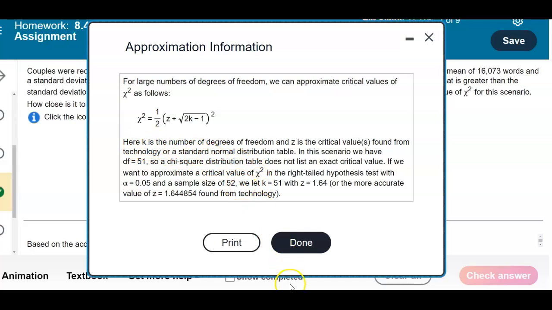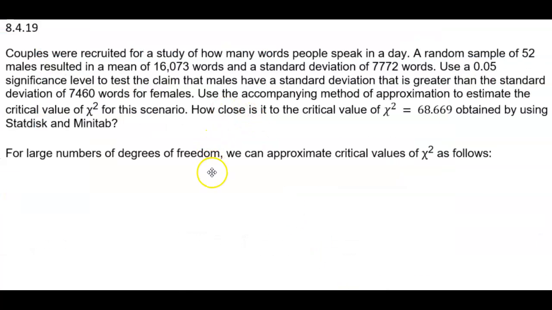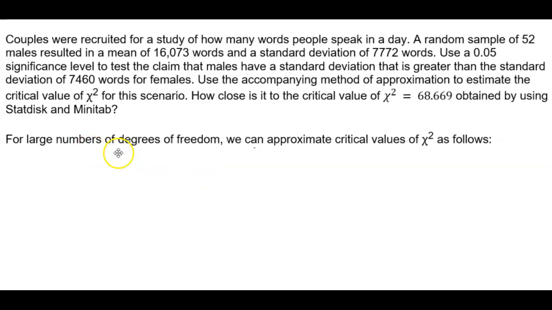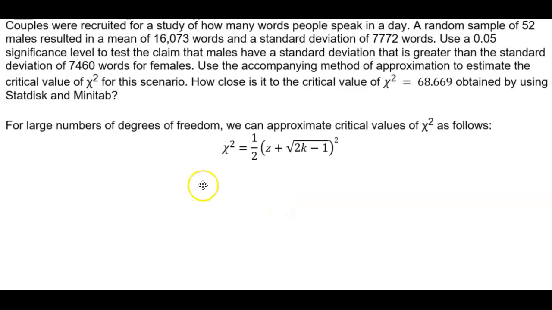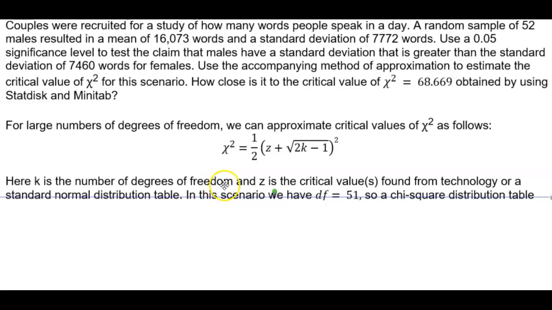So I copied this into my workpad. Okay, so here's the question. It says here, for large numbers of degrees of freedom, we can approximate critical values of chi-square as follows. We have chi-square equal to 1/2 times (z plus the square root of 2k minus 1) squared. Here k is the number of degrees of freedom and z is the critical value found from technology or from a standard normal distribution table.